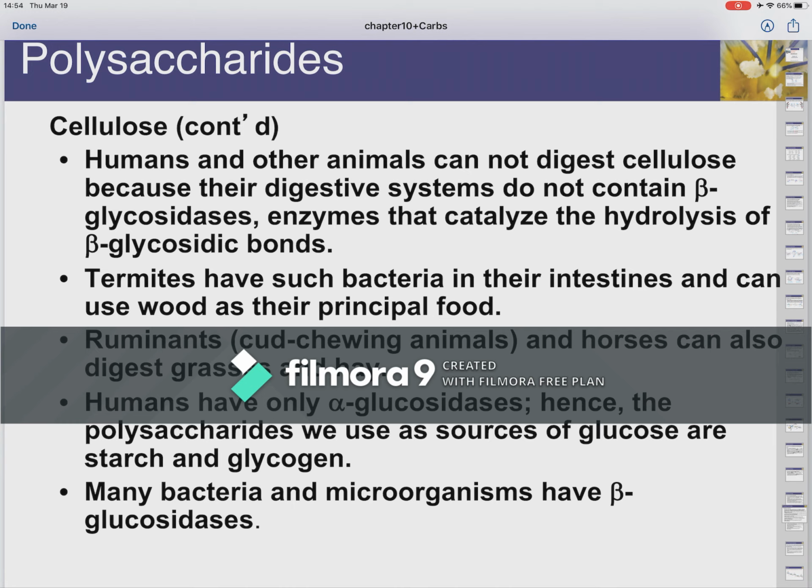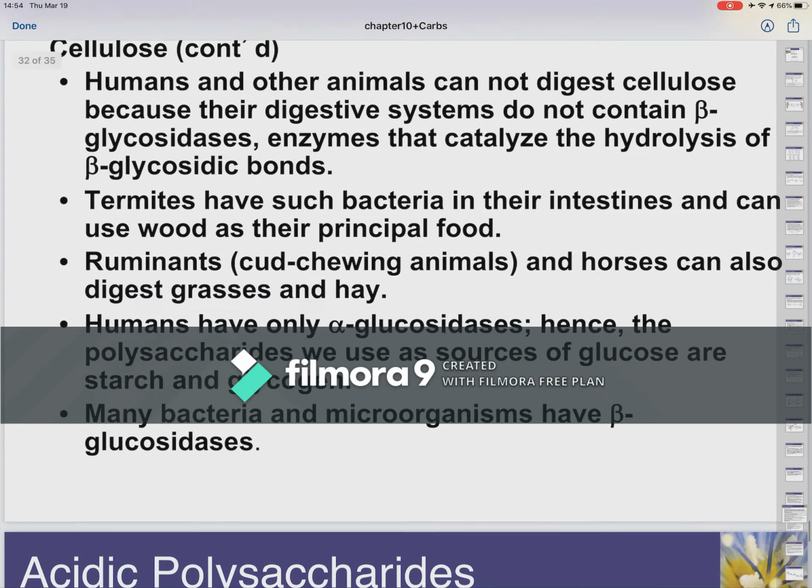Now, some animals can do it. Termites and such can do it. Other animals that can do it, like cows and other grass- and leaf-eating herbivores, tend to also ingest a lot of bacteria that can do the job for them.